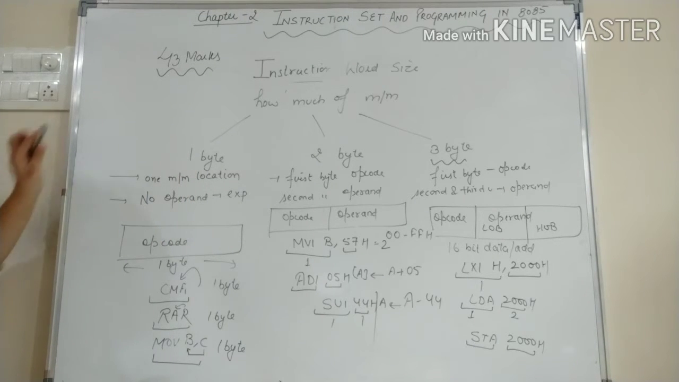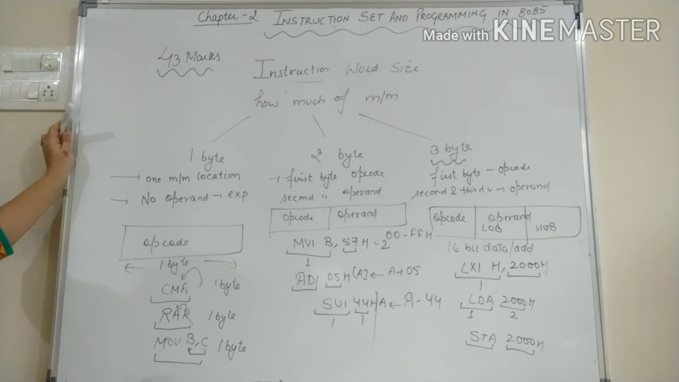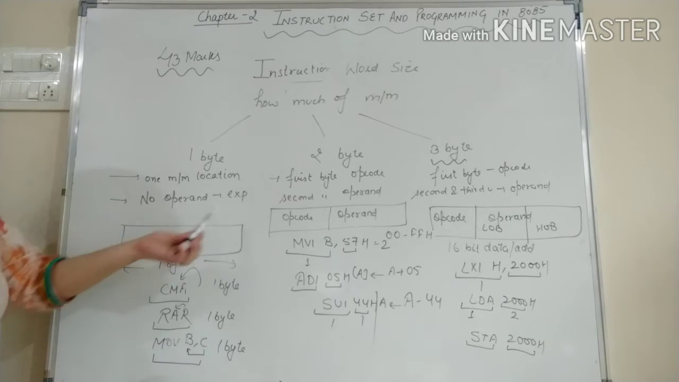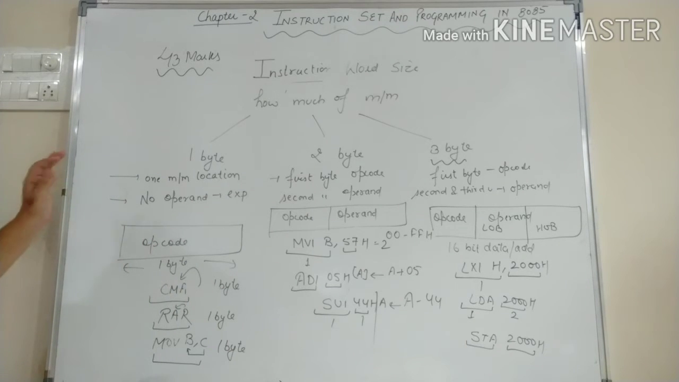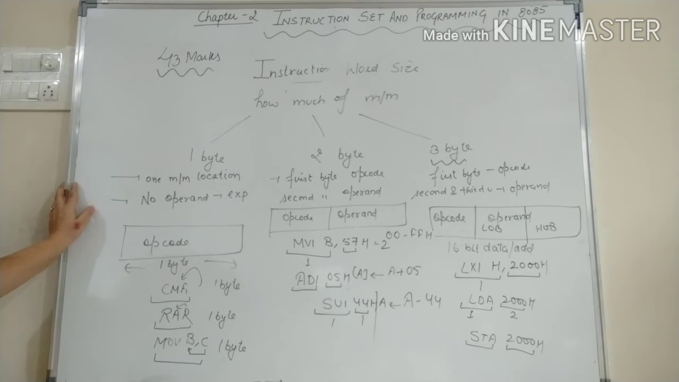Okay students, so this is about the instruction word size. Now see students, what can the microprocessor do with the instruction? Every instruction has its unique opcode. We are talking about opcode here. So what is opcode? Opcode is the code for each and every instruction of 8085.